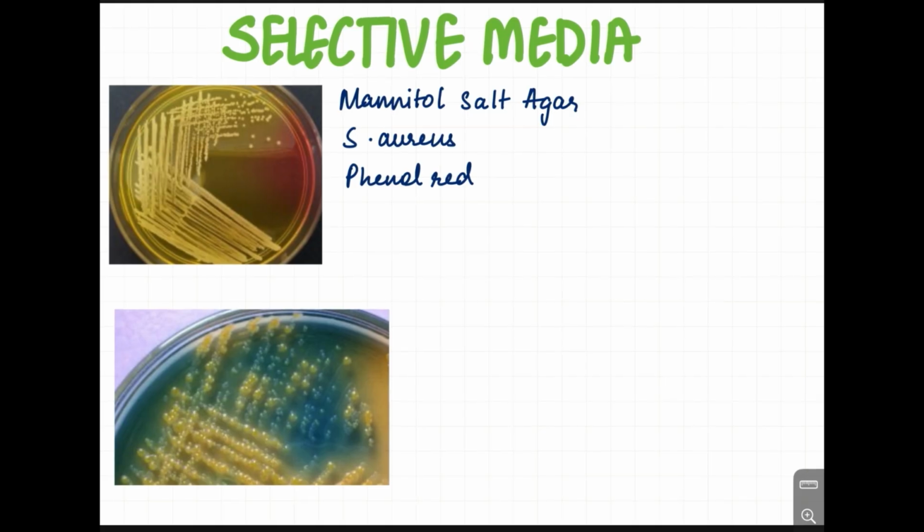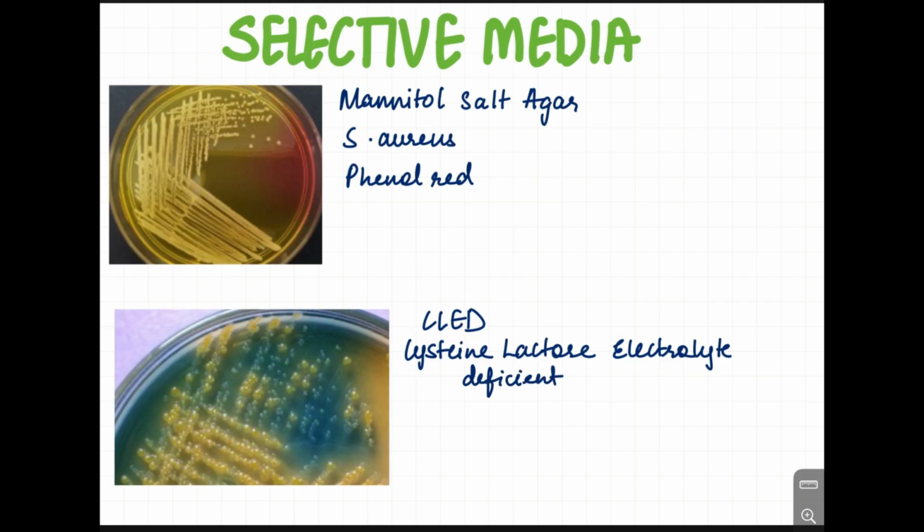The next one is CLED. It stands for cysteine lactose electrolyte deficient. The yellow colonies on the agar indicate lactose fermentation, and the indicator used is bromothymol blue. So it is also a selective media and a differential media.